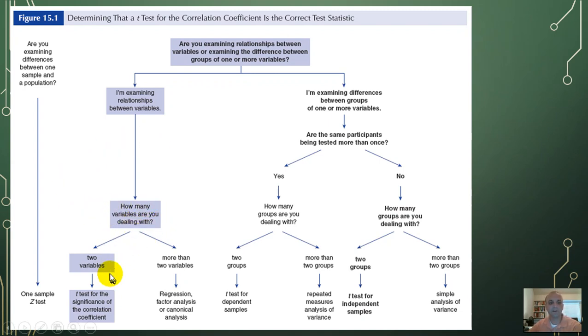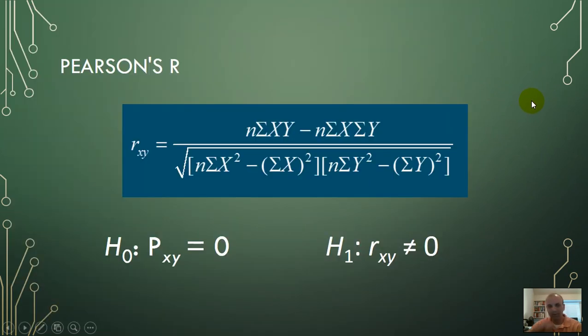How many variables are we dealing with? Just 2. This is correlation coefficients, and we're going to move to more than 2 variables, regression and factor analysis, and all these other statistical techniques that we're going to briefly touch on. So let's keep that in mind. Now, Pearson's r, here's the formula for it. It can be computed by hand.